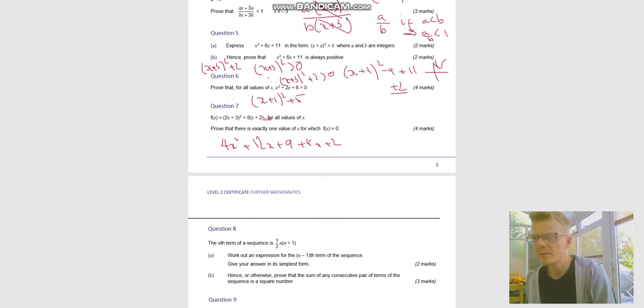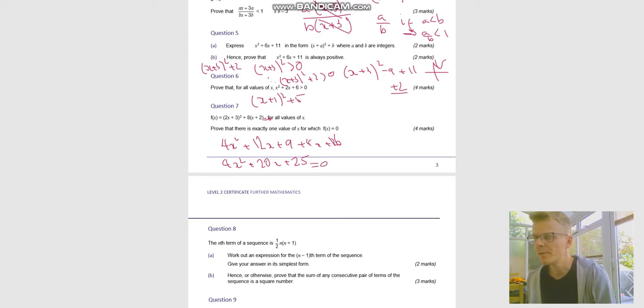Tidying this up, we get 4x squared plus 20x plus 11. No, we don't, because 8 times 2 is 16. There we go. So 16 and 9 is 25. Is that right? 3 squared is 9, and 8 times 2 is 16. So 4x squared plus 20x plus 25 equals 0.